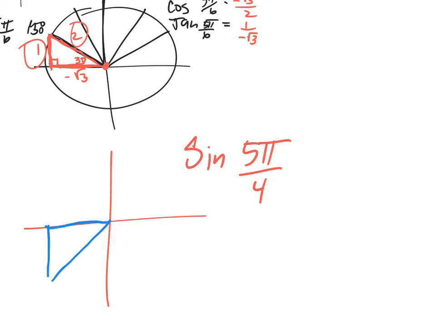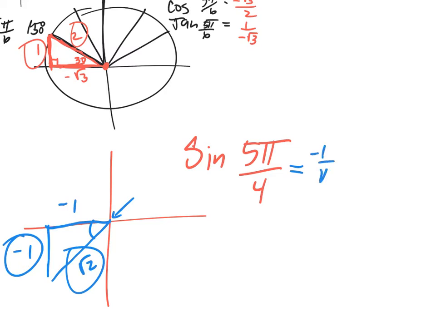30, 60, 90, 45, 45, 90? 45, 45. So this is 1, 1, square root of 2. Chance to make a mistake. Did you remember -1, -1? Bet you a lot of people forgot already because it's the most common mistake. All right. And then sine is opposite over hypotenuse. This is the opposite. This is the hypotenuse because that's the key angle we care about called the central angle. And then it's -1 over square root of 2.